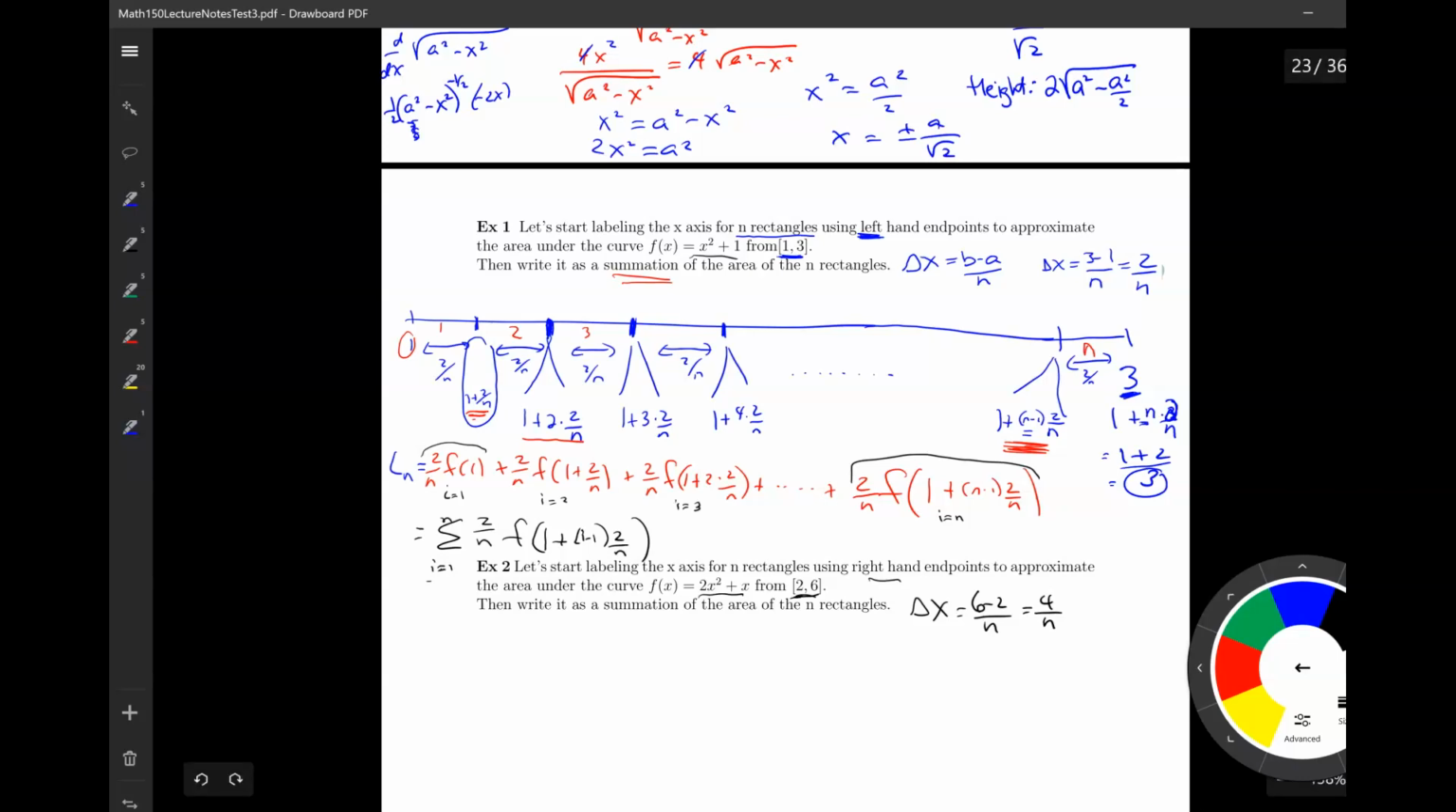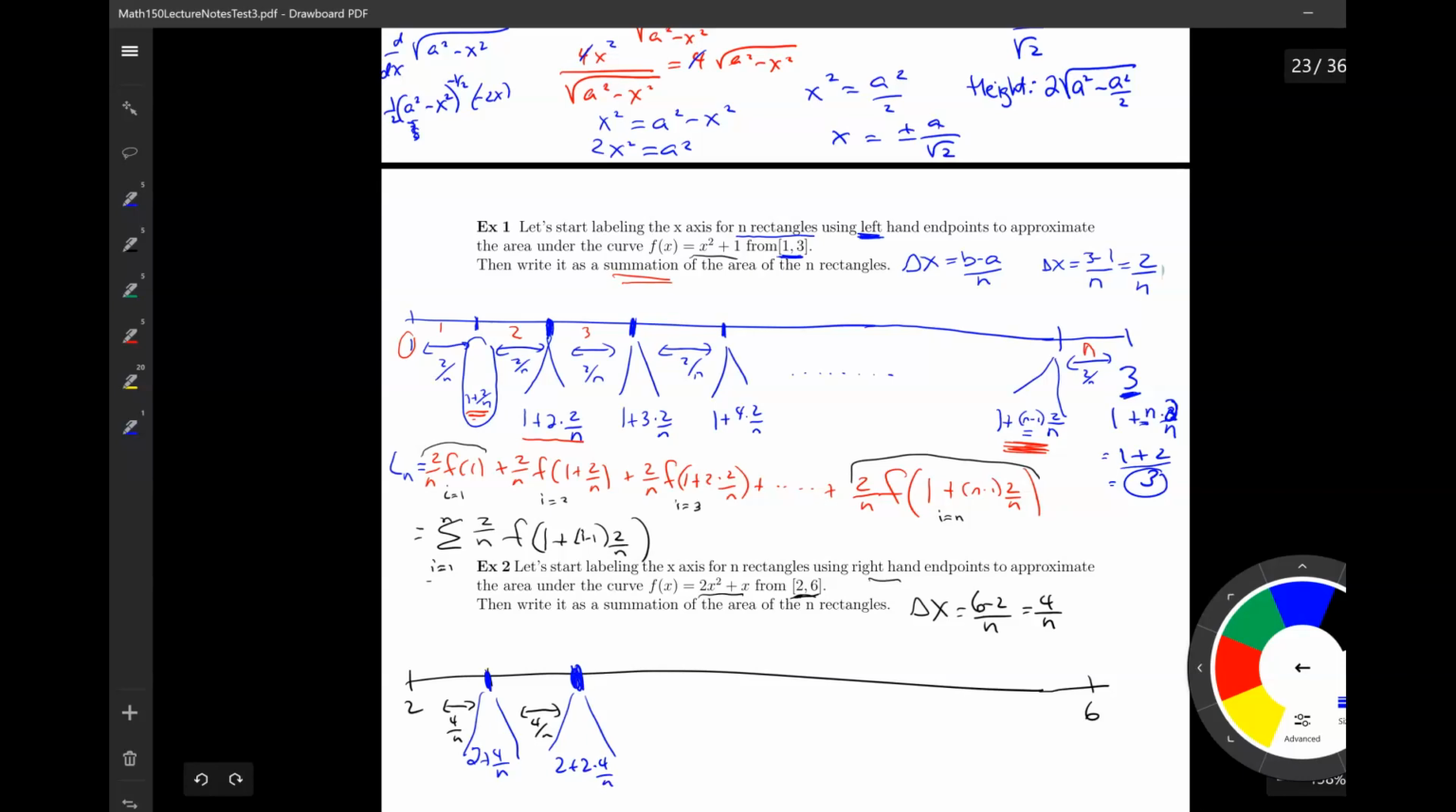All right, so we need to start at the x value of 2. And then we're going to end at the x value of 6. And each rectangle is going to have width 4 over n. 4 over n is the width of each rectangle. All right. So again, identifying what this x value is and establishing the pattern is the big deal. So this will be 2 plus 4 over n, this edge point right here. So I make another rectangle of width 4 over n. And then this edge point right here would be 2 plus 2 4 over n's.